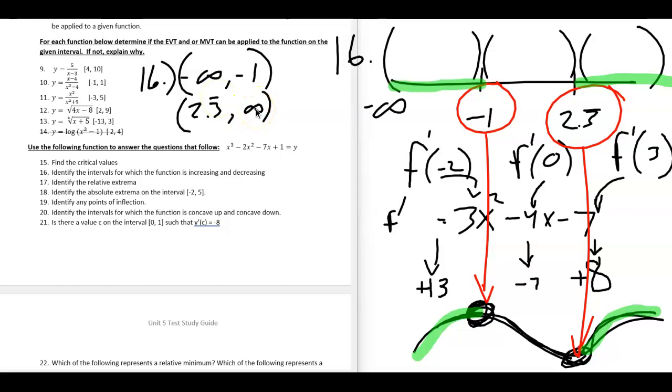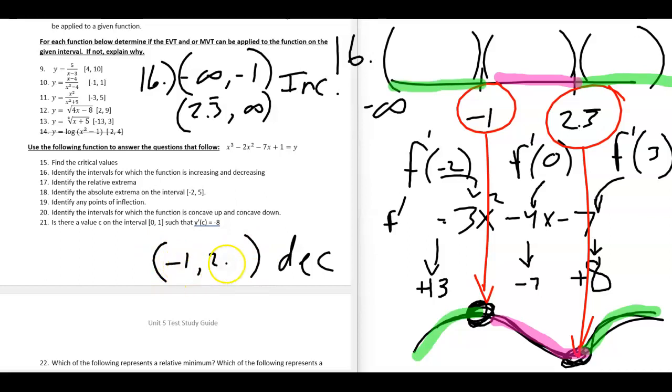Okay. Also, let's label it. This is where it's increasing. Now for decreasing, it's going to be the one in the middle here. So from here to here, we're decreasing, and therefore it's on this interval that we are decreasing. And so we're going to say from -1 to 2.3, or 7/3. So there is the answer to number 16.